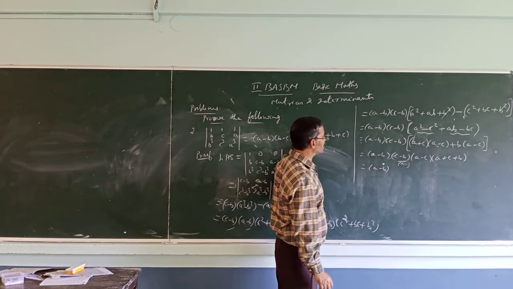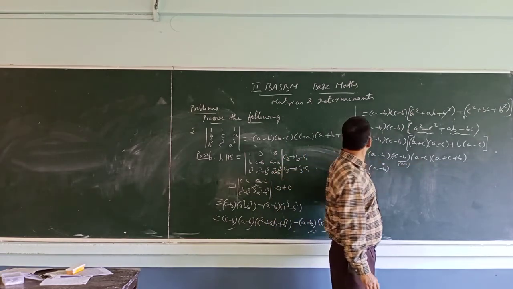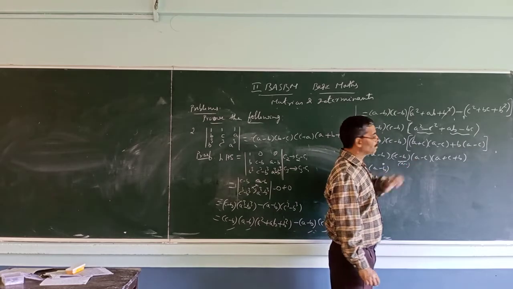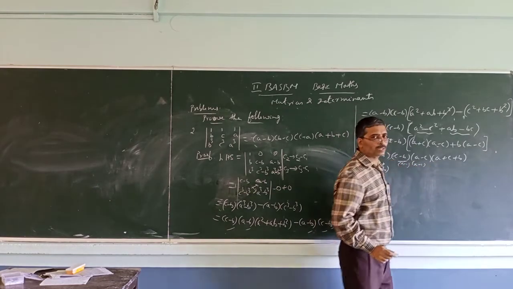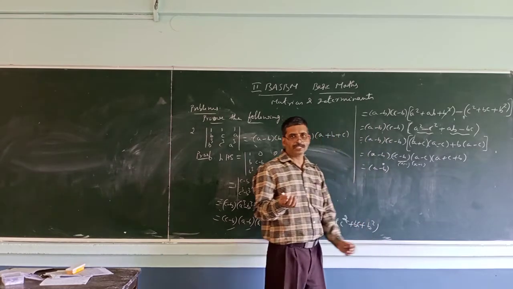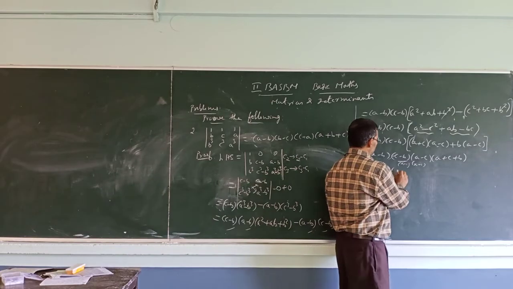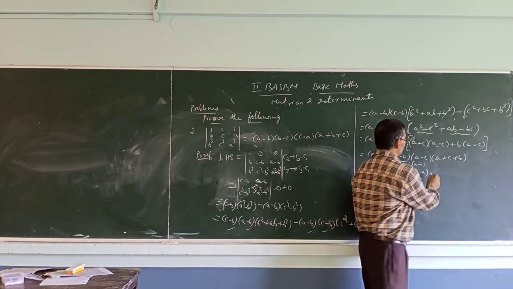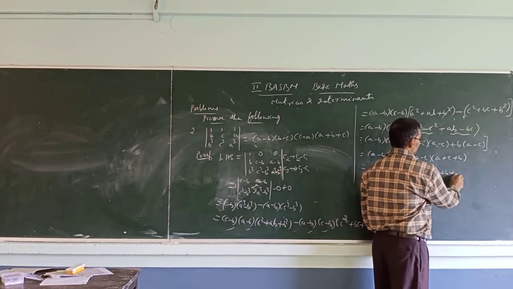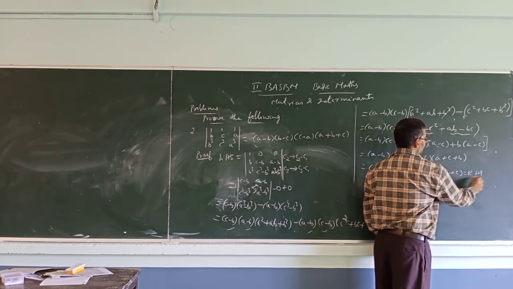So here also C minus A, here A minus C. So what is the change? So again multiplying by minus 1. But minus 1 into minus 1 is plus 1. So I can rewrite as A minus B into B minus C into C minus A into A plus B plus C. So this is the required right hand side.